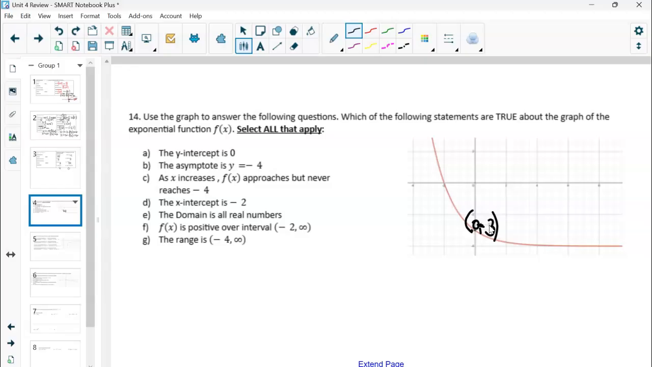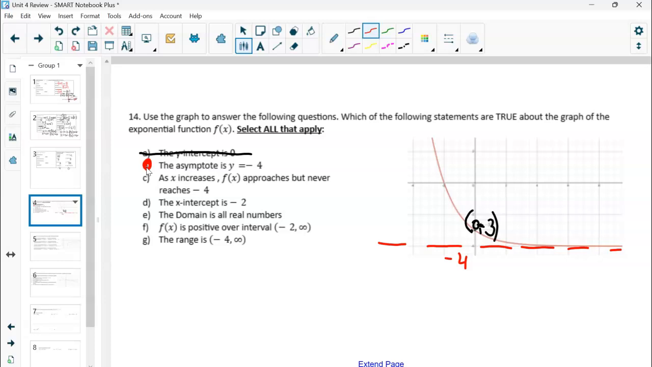First question says the y-intercept is 0. No, the y-intercept is at -3. 0, it's an x value, okay? So that is not a true statement, all right? The asymptote is at -4. Remember, this is an exponential function, so the asymptote is right here, as close as possible, and it does look like it's at -4, and it is y equals -4. So this is a correct statement, all right?